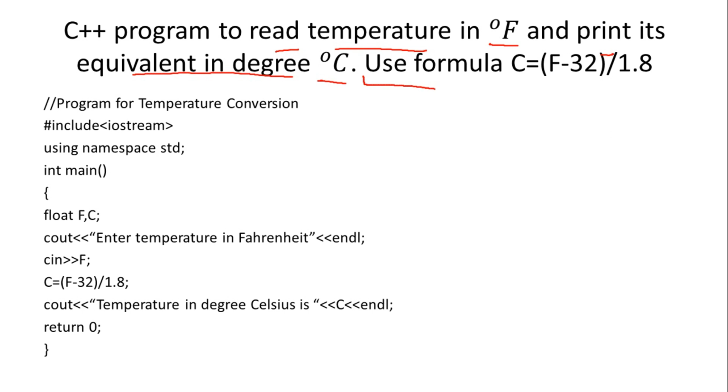One formula is given here. So if you see this aim, the simple task is this: the user will enter the temperature in degree Fahrenheit, the program will convert that into degree Celsius, and the result will be printed on the screen. So for conversion of degree Fahrenheit to degree Celsius, this formula is used. So by seeing this aim, it is seen that two variables will be required. One will be an input variable for storing the temperature in Fahrenheit, and one will be an output variable for storing the temperature in Celsius.